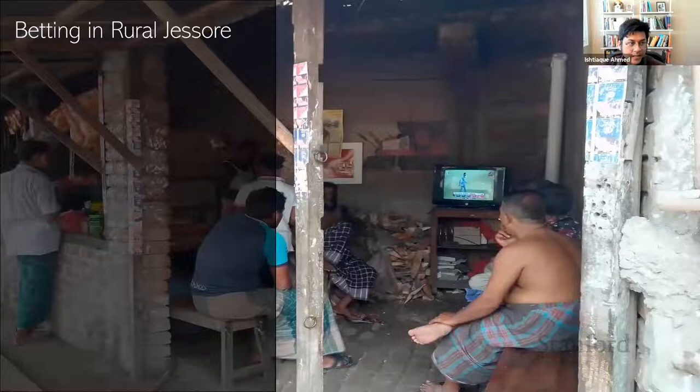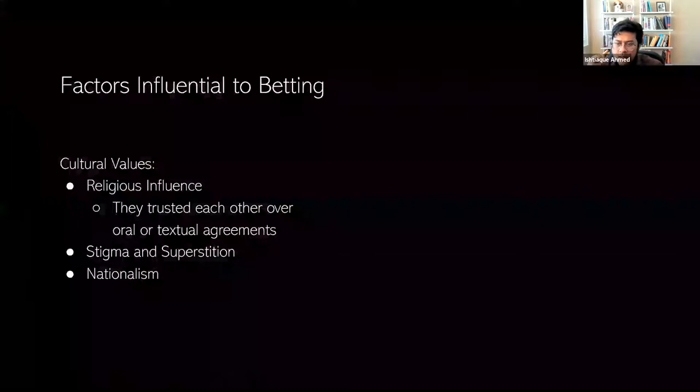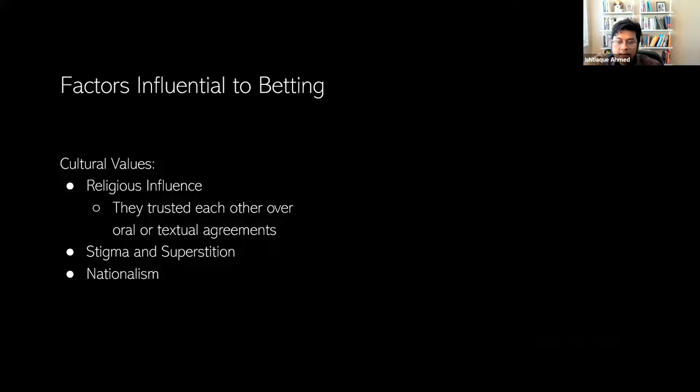So there are different kinds of betting practices we found in the field. Cogiting is a more outdoor one played by men, and the dharna was also an outdoor one, but it was also mediated by some other person, and the ghare is an indoor betting practice. In all forms of betting, we found that the villagers relied less on the statistical probability. Their decision was mostly made by the cultural values that they hold.